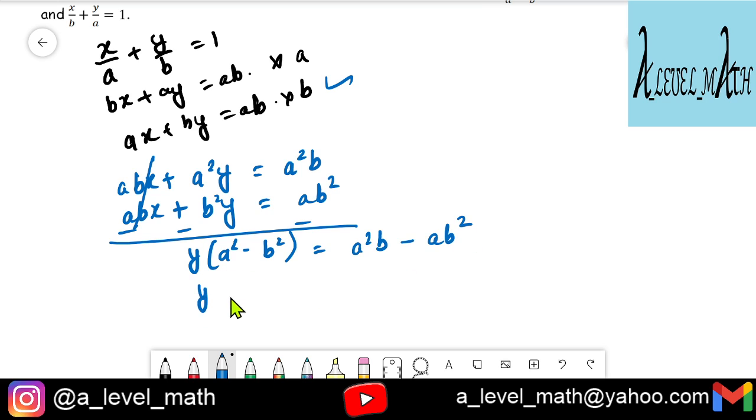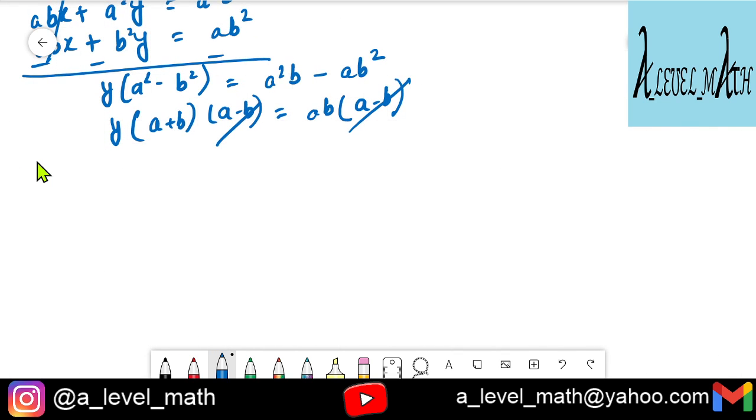So I can factorize a square minus b squared as a plus b times a minus b, and then I can take ab common over here. So I have a minus b. So a minus b I can cancel out because a is not equal to b, otherwise the two lines become the same. So y is equal to ab by a plus b.